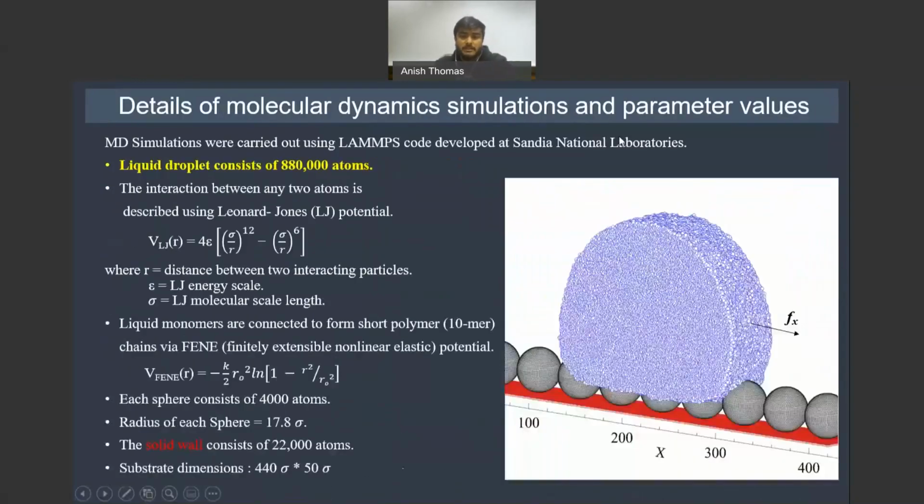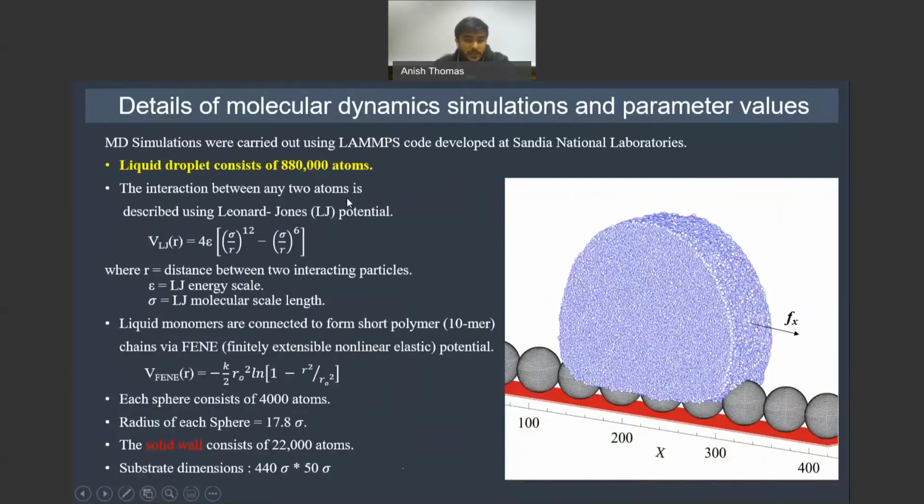Details of molecular dynamics simulations and parameter values. Molecular dynamics simulations were carried out using the LAMMPS code developed at Sandia National Laboratories. The liquid droplet consists of 880,000 atoms, which is a really large system computationally. If you take a look on the right, the blue semicircular sphere shows the liquid droplet.